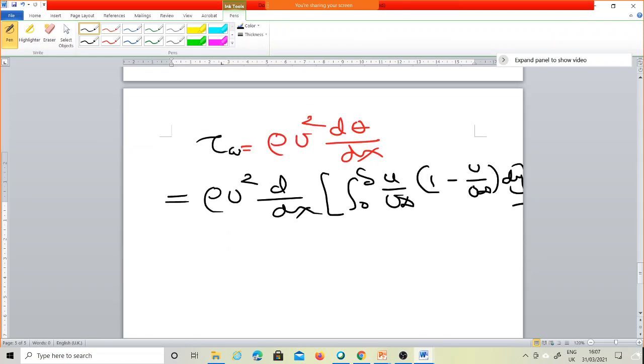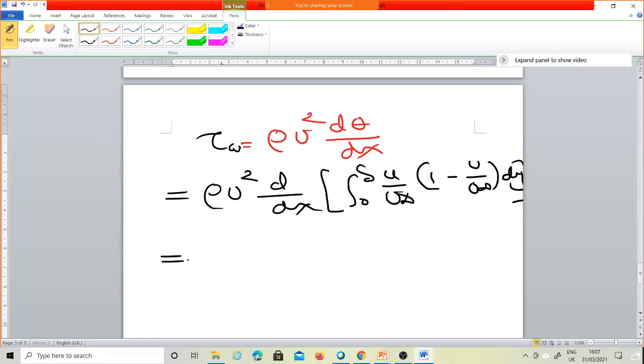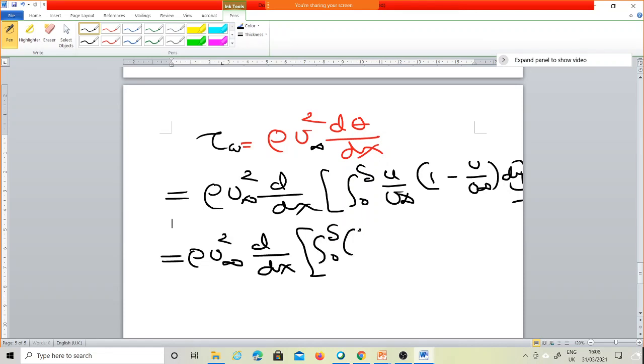Right. So in this case, you have u by capital U square. So I can put the u infinity to make the things consistent. So d dx, then what you will have, 0 to delta. Most of the time where the students make mistakes, they make mistakes in the integration and simplification. So this one, and then multiplied by 1 minus y by y delta to the power 1/7. Okay, so then we have the dy.